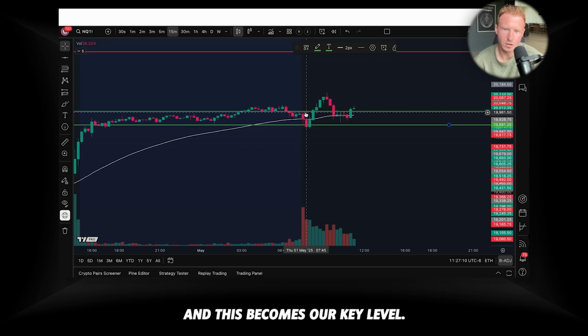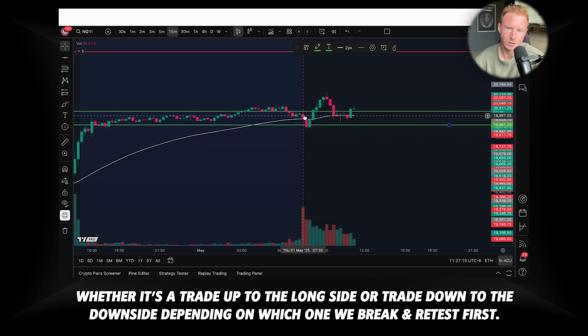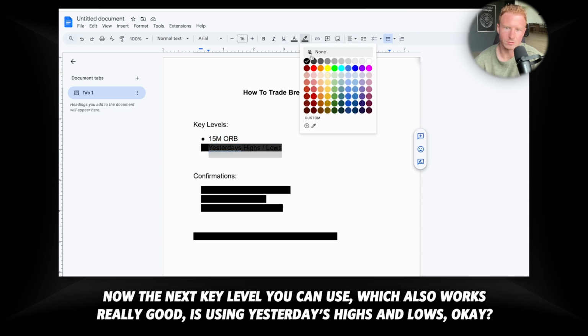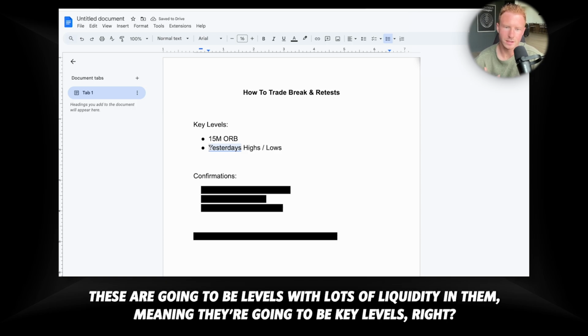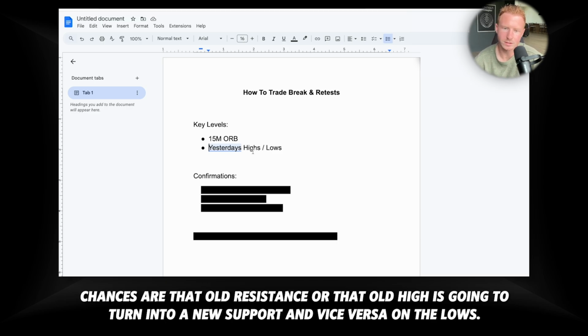So I'd simply go over here, draw a horizontal line on the highs, and then draw another horizontal line on the lows of this first 15-minute candle. And this becomes our key level. And we're looking for a break and retest of one of these lines, whether it's a trade up to the long side or a trade down to the downside, depending on which one we break and retest first. Now, the next key level you can use, which also works really good, is using yesterday's highs and lows. Okay, so marking the high of yesterday and also the low of yesterday. These are going to be levels with lots of liquidity in them, meaning they're going to be key levels, right? If we break through them and we have the confirmation, chances are that old resistance or that old high is going to turn into a new support and vice versa on the lows.